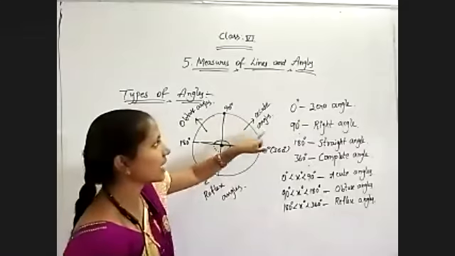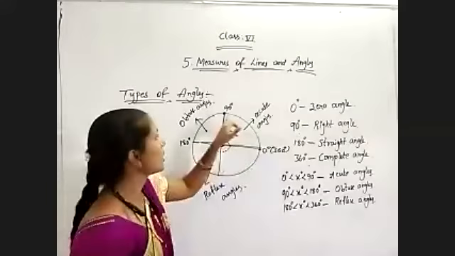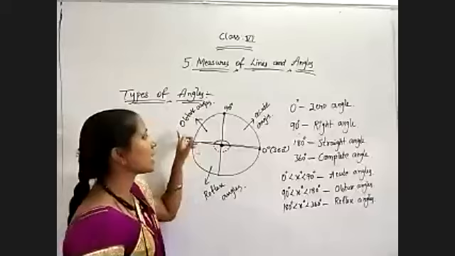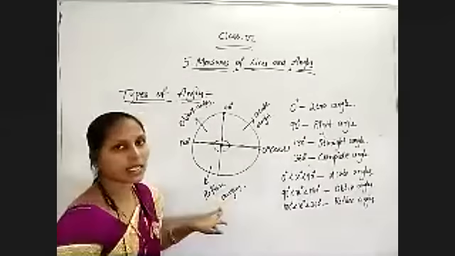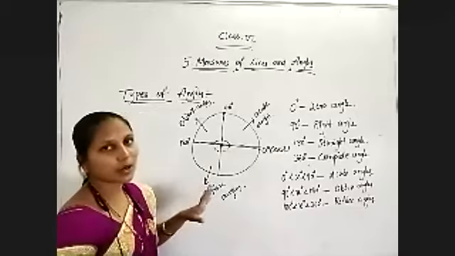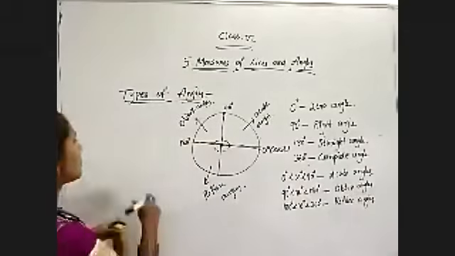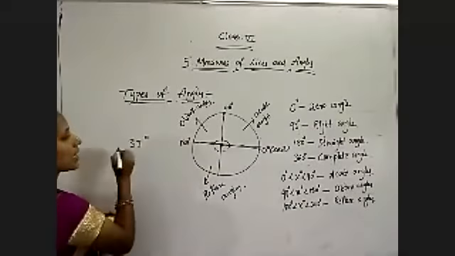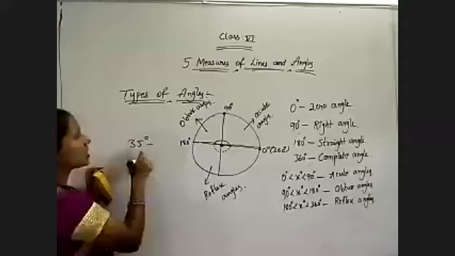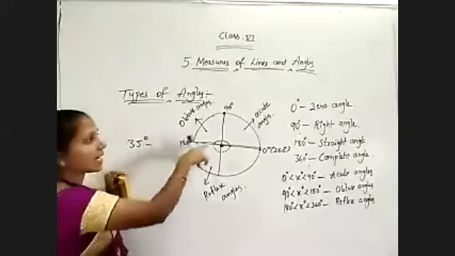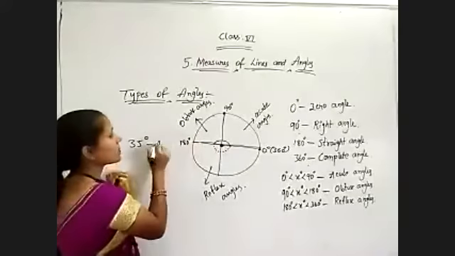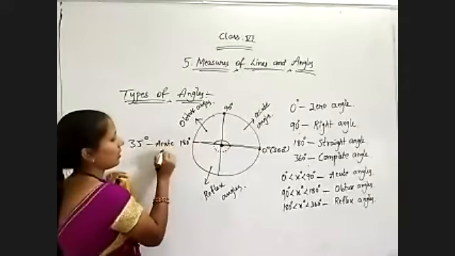Angles between 0 and 90 are acute angles. 90 to 180 are obtuse angles. 180 to 360 are reflex angles. These are very, very important. If I am giving one of the numbers, 35 degrees, so 35 degrees is which type of angle? Observe, it is lesser than 90, less than 90 degrees only, no? So it comes under acute angle.